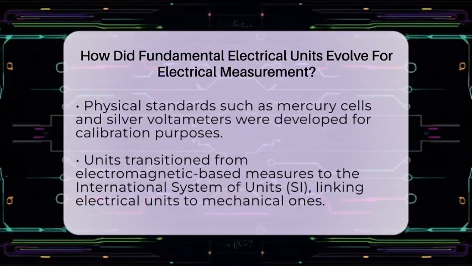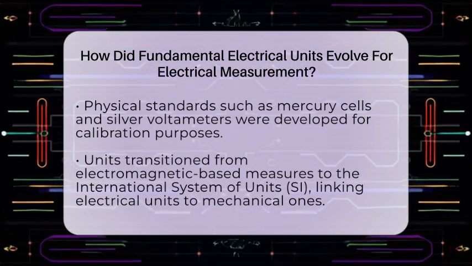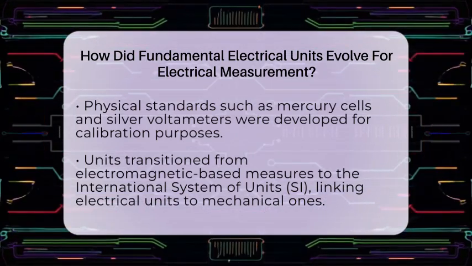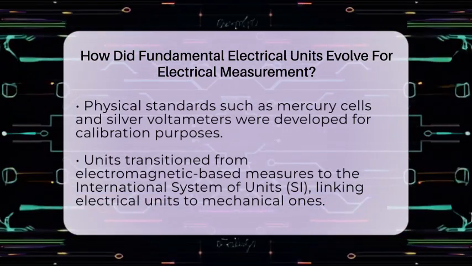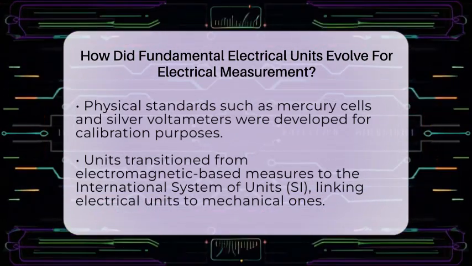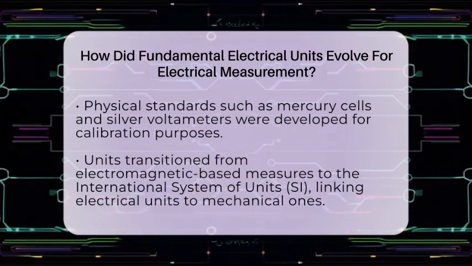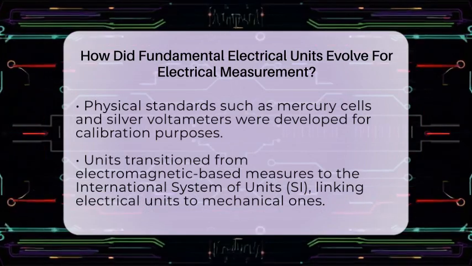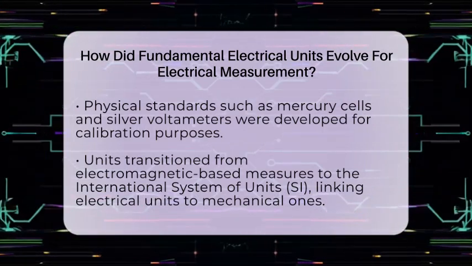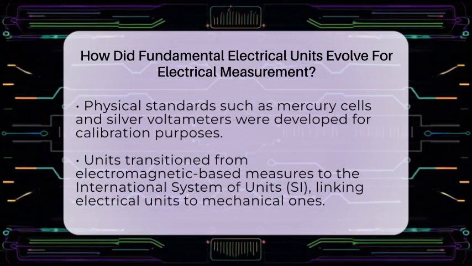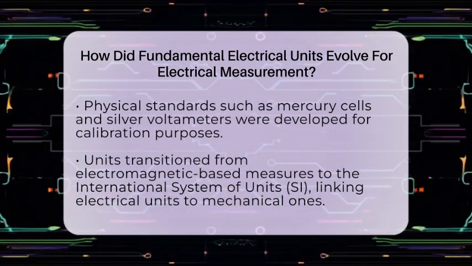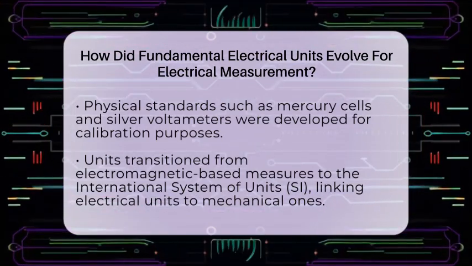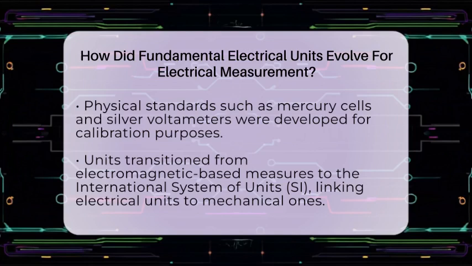To make calibration easier, physical standards were developed, such as mercury cells for voltage and silver voltameters for current. These provided reproducible benchmarks for calibrating test equipment. As science progressed, the units evolved from electromagnetic-based measures to the International System of Units, which linked electrical units to mechanical ones. In the 20th century, quantum physics brought in new standards.